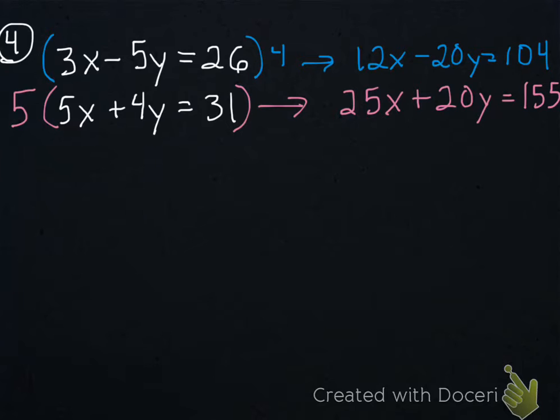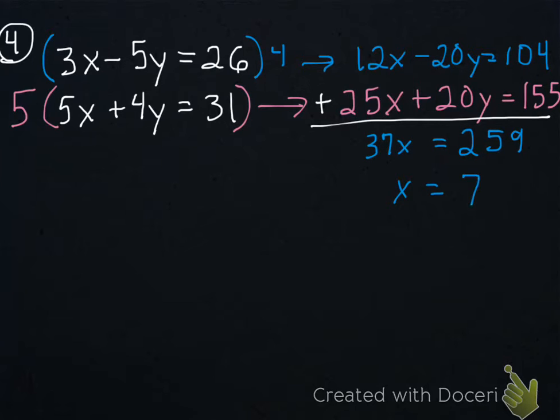Okay, so now we are ready to add them together. What's going to cancel? Yeah, the y's cancel. Add the x's together, we get 37x. Y's are gone, and I get 259. I divide both sides by 37, and x equals 7. Now I can plug that 7 back in.